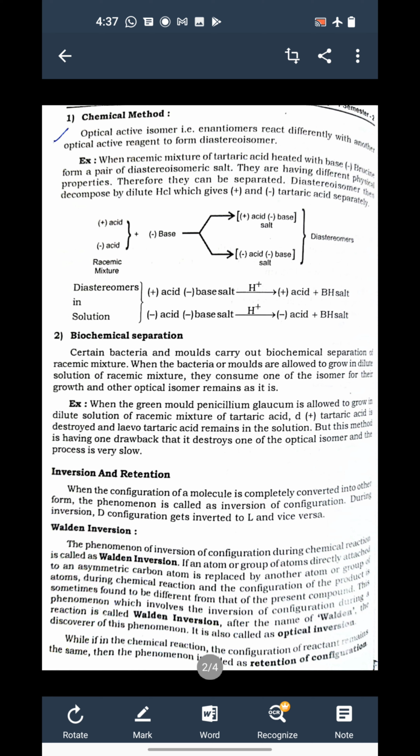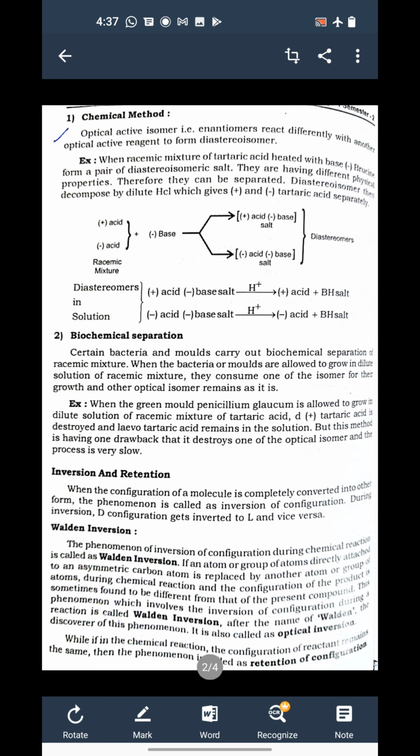Now let's start with the resolution, the chemical method of resolution. So we are taking here, suppose, a mixture of tartaric acid, and we heat that tartaric acid with minus brucine base. Now this minus brucine base is an optically active reagent, and therefore it reacts with the enantiomers differently. We get different products because it is an optically active reagent. So when this minus brucine base reacts with the racemic mixture of tartaric acid, what happens?